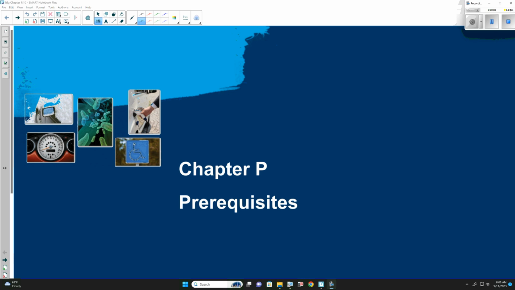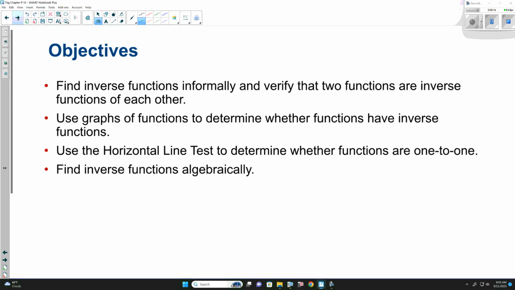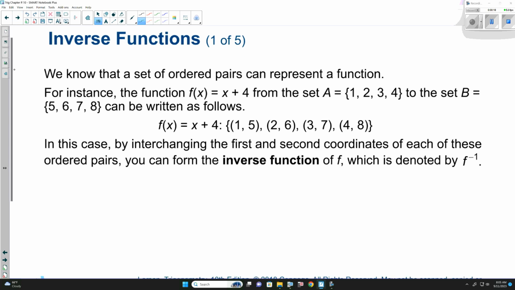Right. So the last section of chapter P is inverse functions. Inverse functions is stuff y'all have done before, and we have those objectives. Inverse function. So we know that an ordered pair can represent a function. We've seen that. A function's just any relationship that connects an x value in the domain to a y value in the range. That's what a function is.